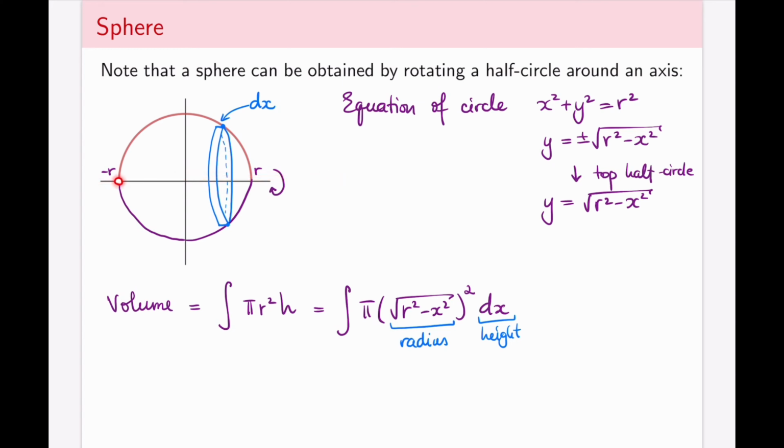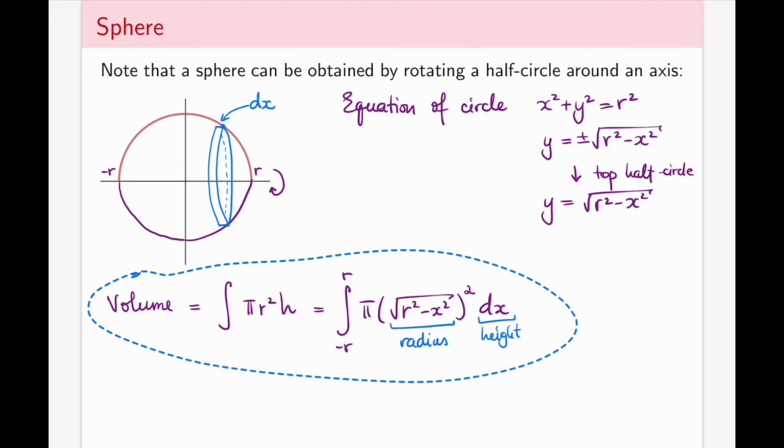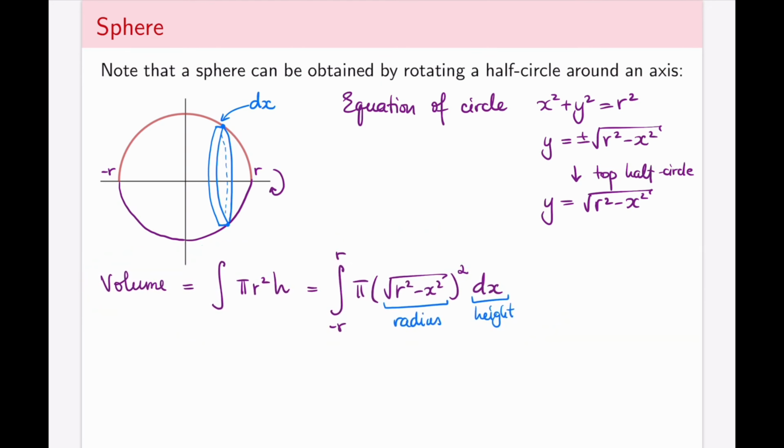And I can see here, of course, that my circle goes from negative r, because that's the radius to the left, to positive r, which is the radius to the right. From negative r to r. And in this example, I'm actually going to go through the trouble of evaluating it just to see what is the answer that I end up with.